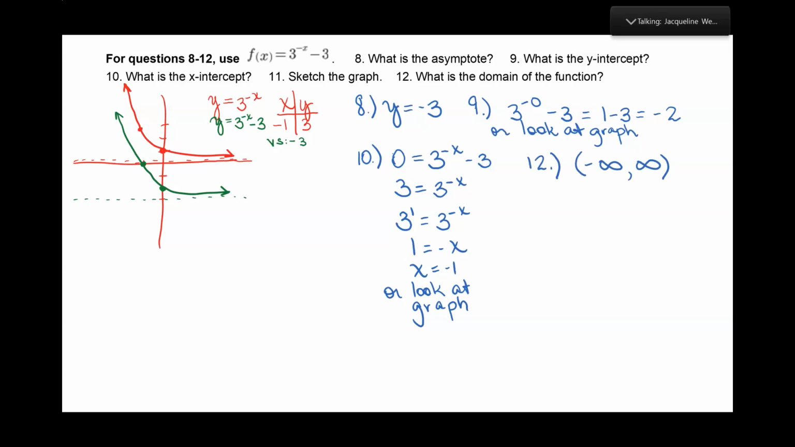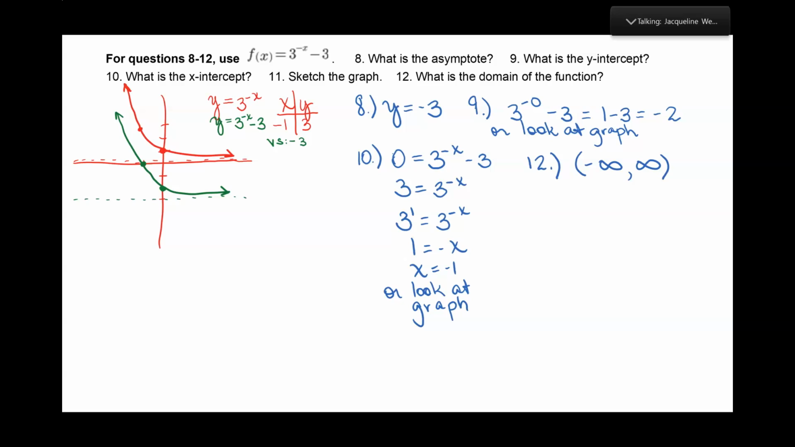Negative infinity, right. So the domain of every exponential function is negative infinity to positive infinity. It doesn't matter if you shift it, reflect it, whatever you do to it, every exponential function is going to be all real numbers for its domain.